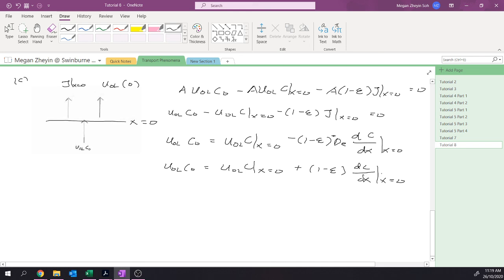And the second boundary condition should be dC over dx equals to 0 at x equals to L. So at the exit of the column, there is no net flux of the dissolved oxygen. At the end of the column, the concentration of the dissolved oxygen is constant with respect to the axial position because the liquid phase ends there, which is at the top of the interface. So that's all for tutorial 8.